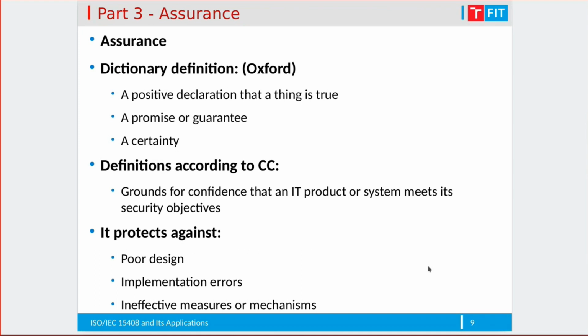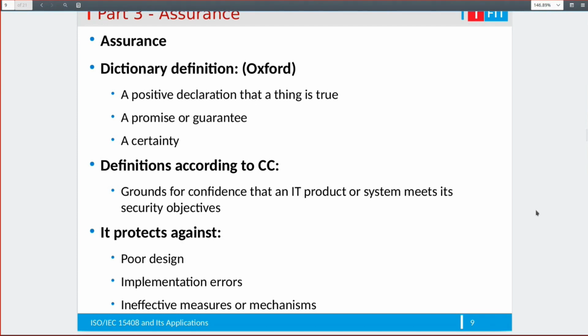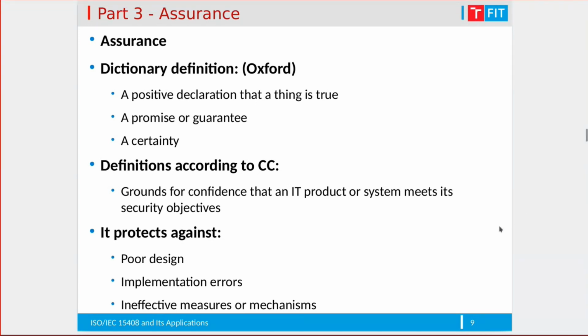Then in part three, as I mentioned, Common Criteria deals with assurance. If we compare it with the Oxford Dictionary definition, assurance is a positive declaration that a thing is true, or a promise, or guarantee, or certainty. However, according to the Common Criteria definition, it is grounds for confidence that an IT product or system meets its security objectives. So assurance protects from poor design, implementation errors, and ineffective measures or mechanisms.